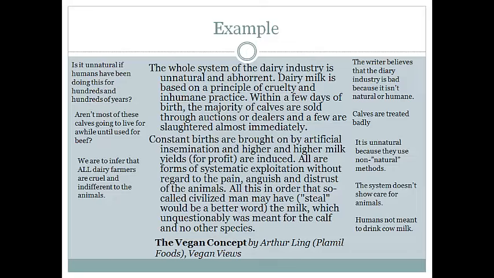So again, going along with this writer, we might say something here that it's unnatural because of all the hormones and the methods that they're using. So the way that they're producing so many births in the calves is not a natural thing to be doing. That the system does not care about the animals because it's causing pain and anguish and things like that. And finally, that humans are not meant to be drinking the cow milk. The cow has milk for its calf and not for us. So we're going to go with everything that author says, and here on the right, we are just keeping track of their argument in our own words.